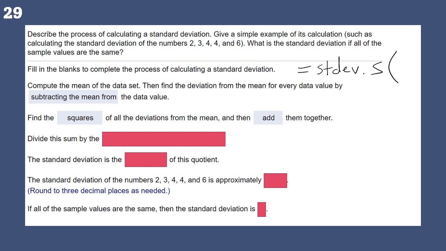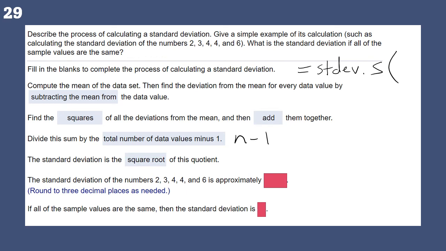The next thing we do is divide the sum by n minus 1. The other way to say that would be the total number of data values, n, the sample size, minus 1. We subtract 1. Then we need to do one last thing, because what we found at this point is the variance, but we need to find the standard deviation. So we have to square root this number.